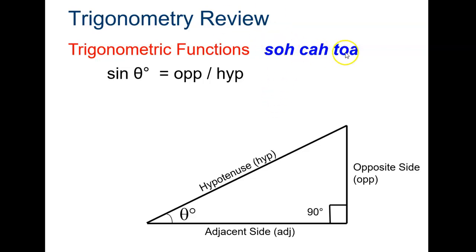SOHCAHTOA is just a way of using some small letters and mnemonics, I think they're called, to remember. We like to look at the sine, the cosine, and the tangent of the trigonometric functions. And in order to remember that, we say SOHCAHTOA.